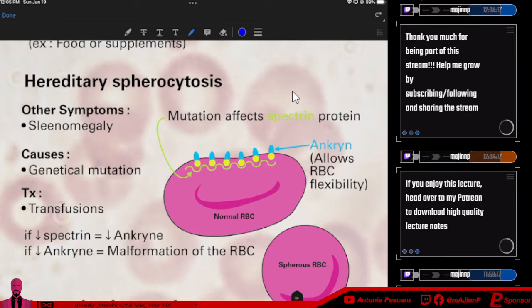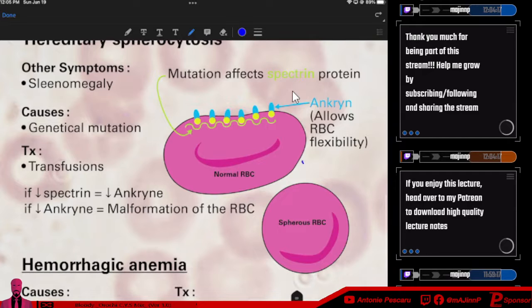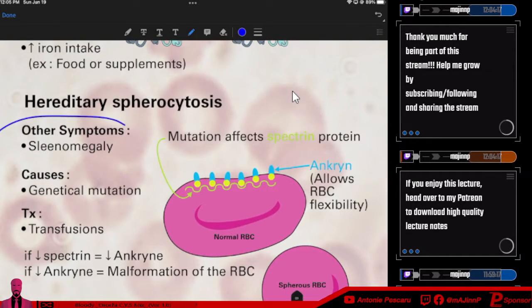The ankyrin, which binds onto the spectrin. The mutation affects the spectrin protein, and the problem is that if spectrin doesn't bind correctly to the ankyrin, your red blood cell is going to be, number one, more spherical. It's not going to be as flexible to go through the capillaries, and it's going to get stuck, which is why it causes splenomegaly, an increase of the spleen, an increase of the size of the spleen.